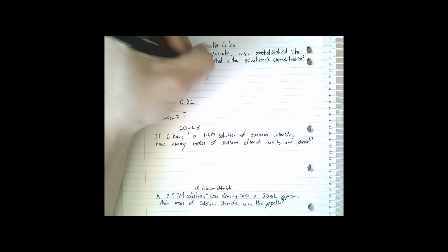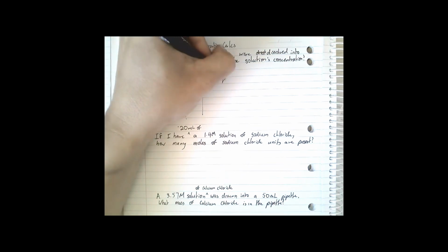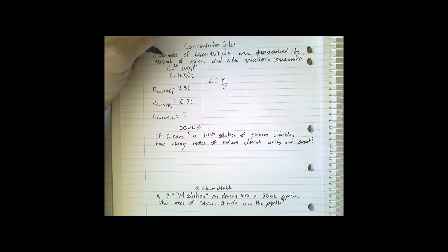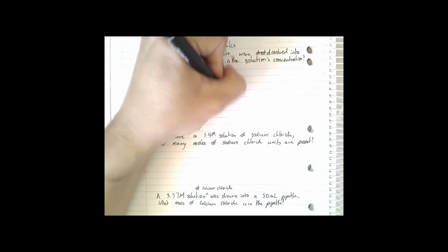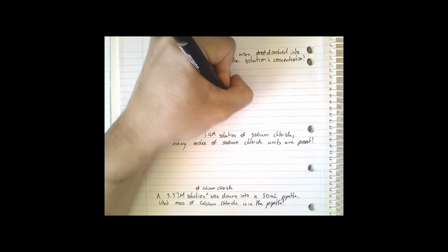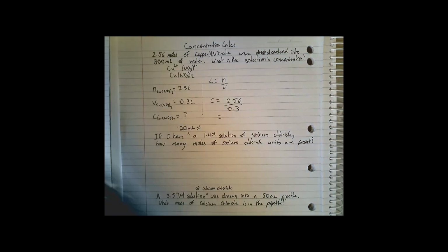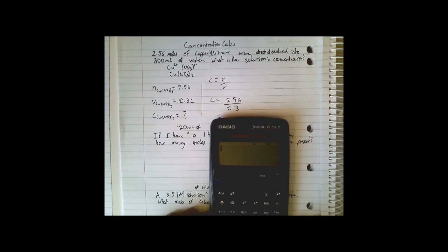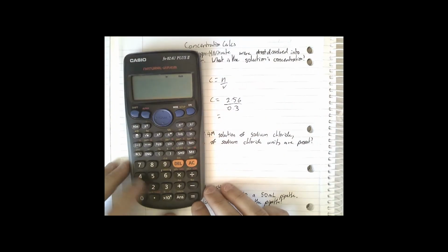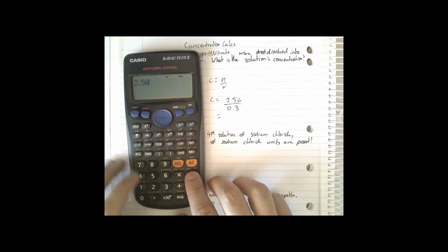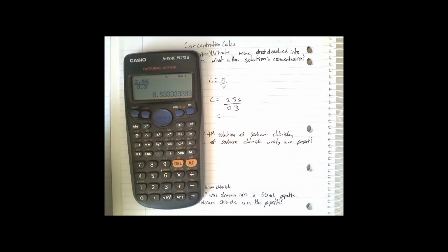So what we know first is that C is equal to N over V. I know N and I know V, and I'm trying to find C. So all I need to do is substitute and calculate. So let's get that done now. So C is equal to 2.56 over 0.3. And that is equal to 8.53 repeating.